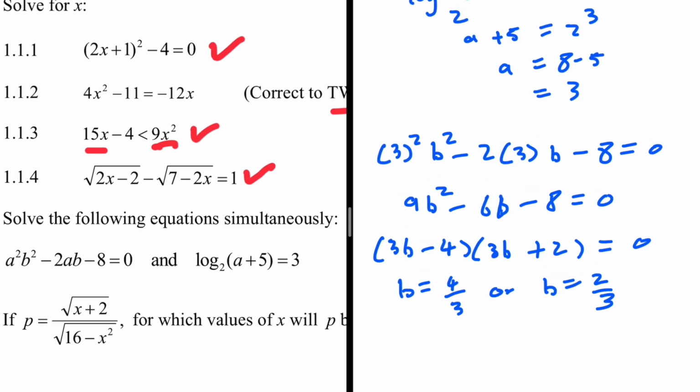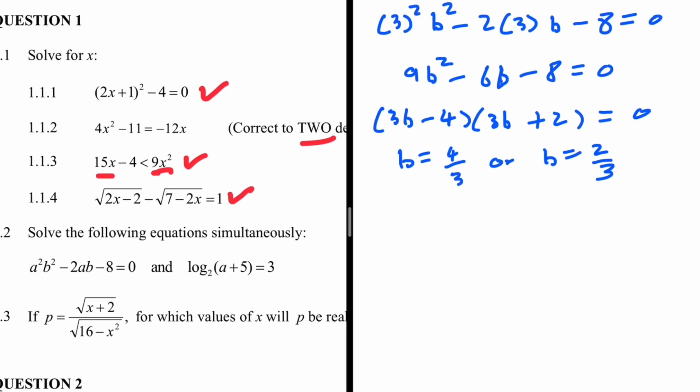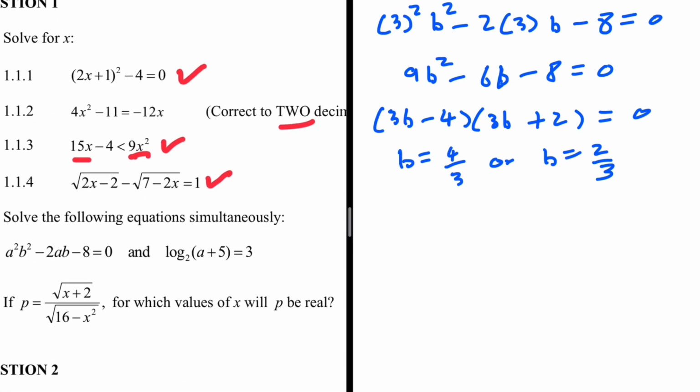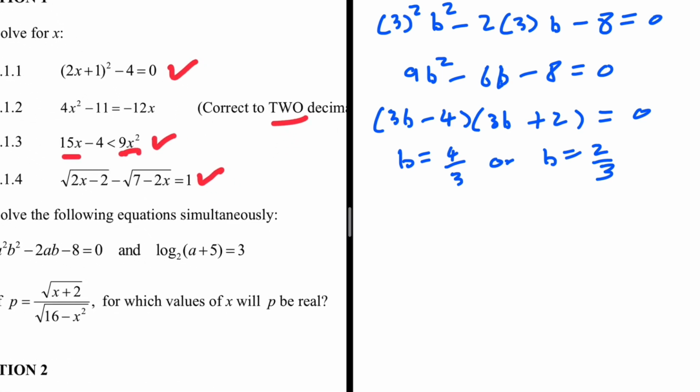I think we can all agree that factorizing in this question 1 is not an easy task. It's not really an easy task, because we always have some coefficient of x squared that is not 1.